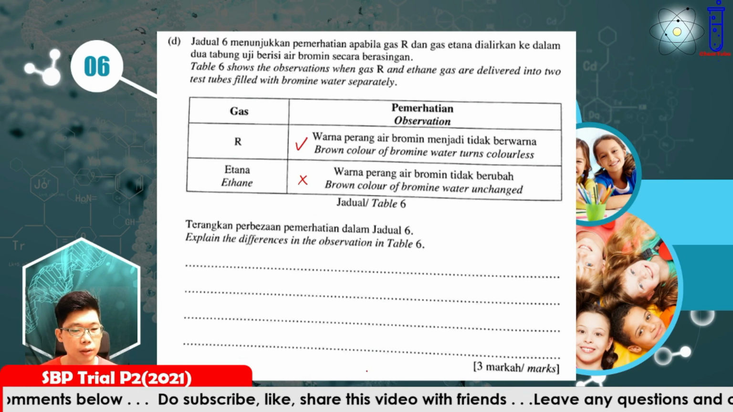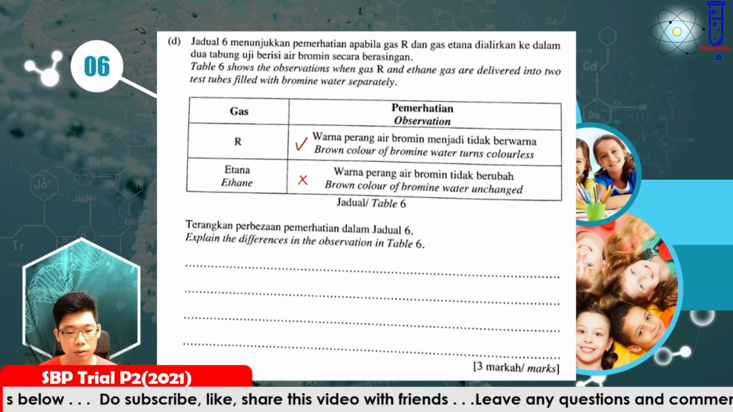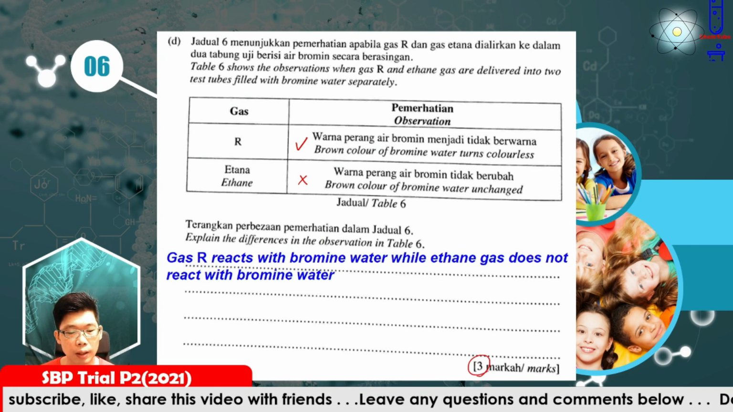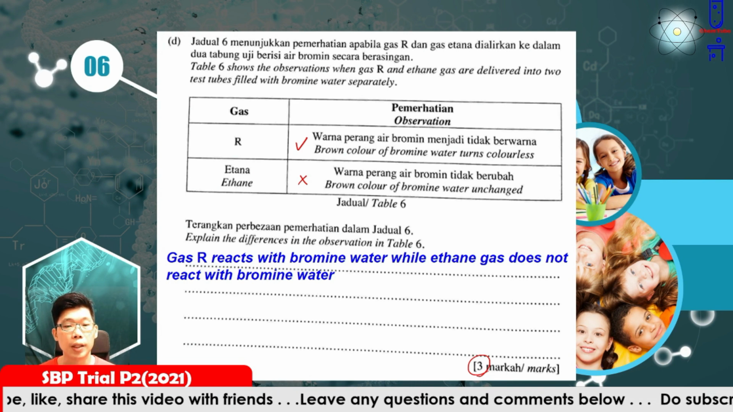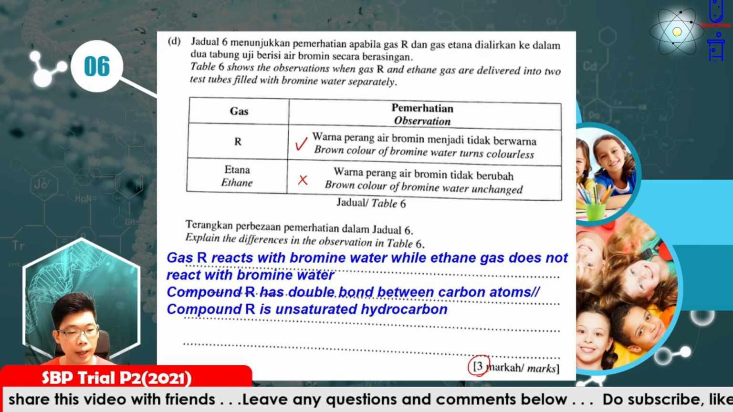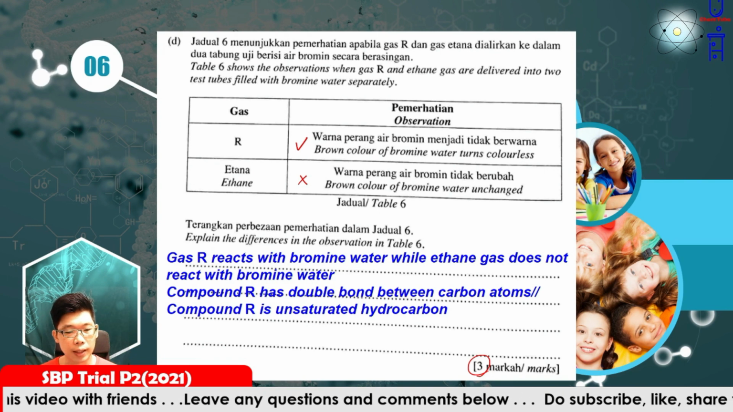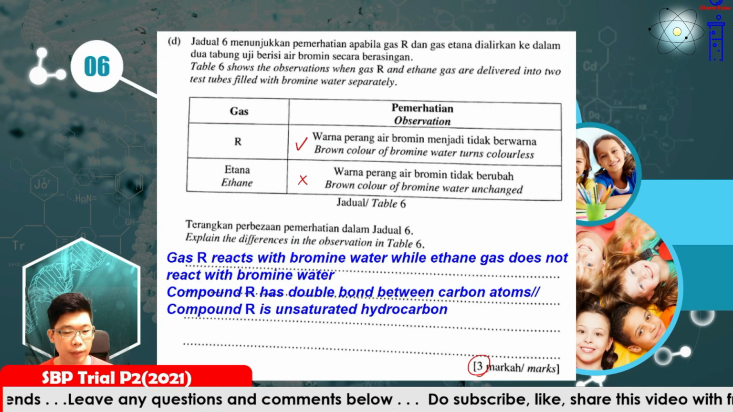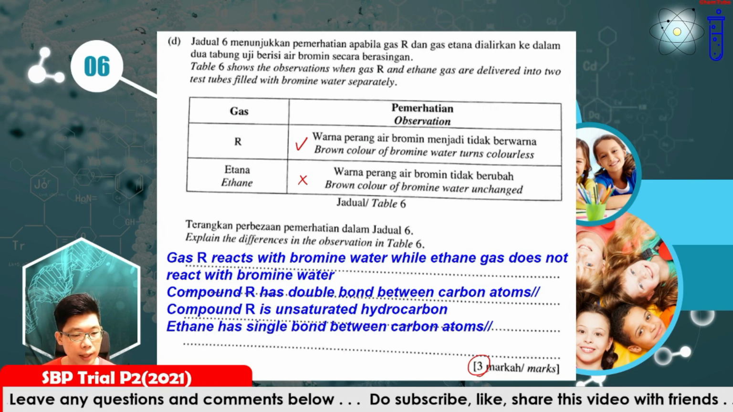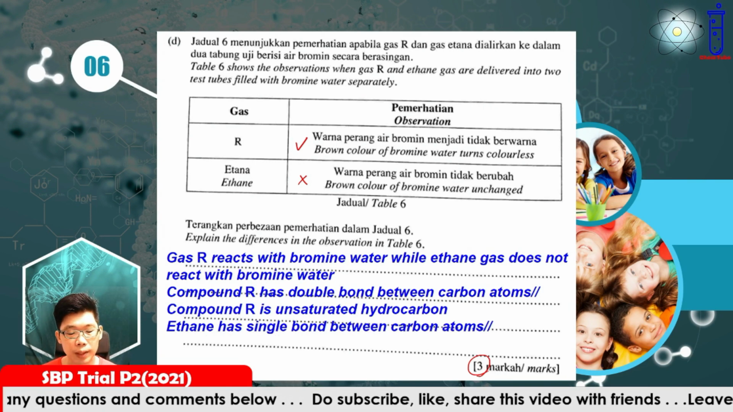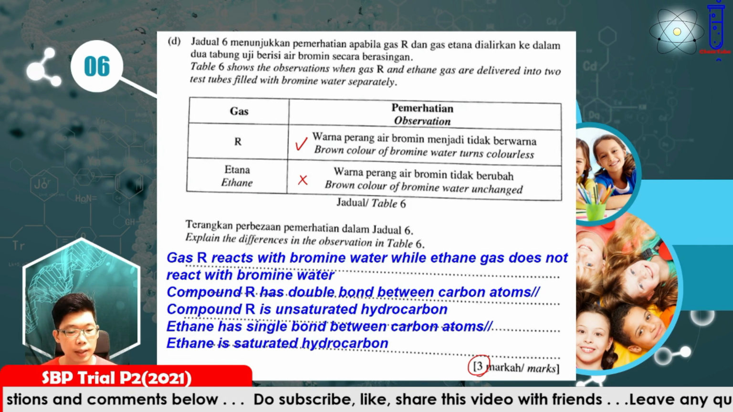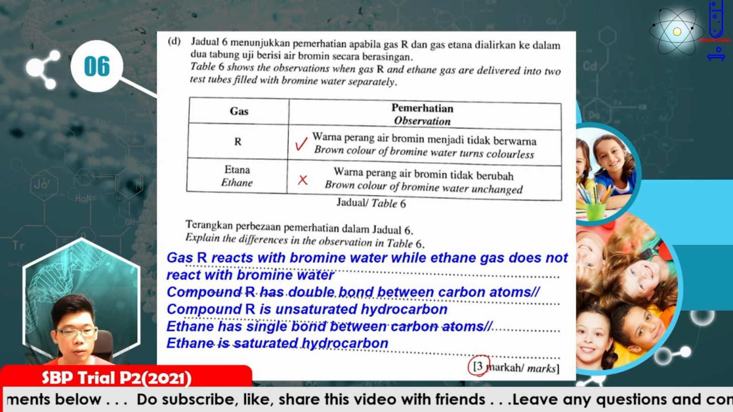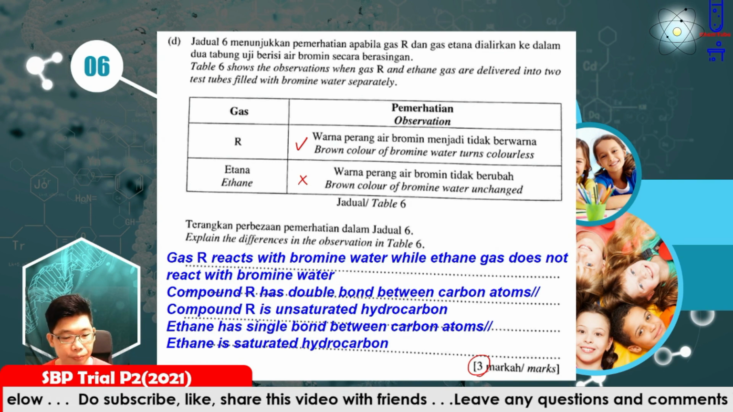So explain the differences in the observation in table 6, 3 marks. So first point, gas R will react with bromine water, while ethane gas does not react with bromine water. So compound R has a double bond between the carbon atoms, or compound R is an unsaturated hydrocarbon, so it can react. Okay, meanwhile the ethane gas has single bonds between the carbon atoms, or it is a saturated hydrocarbon. So that's why there is no reaction between the ethane gas and the bromine water.